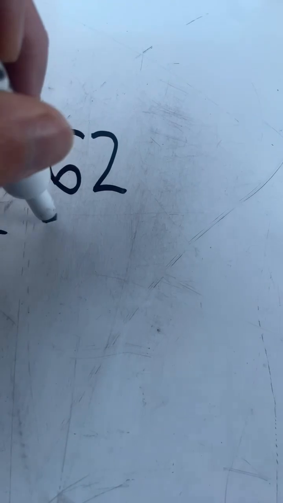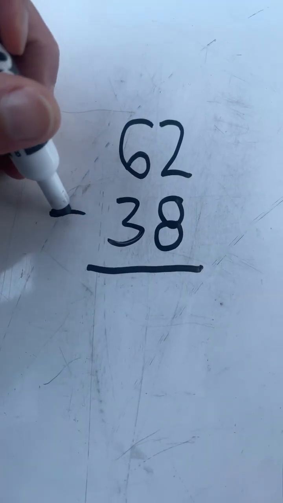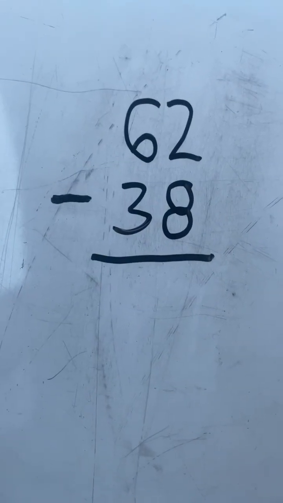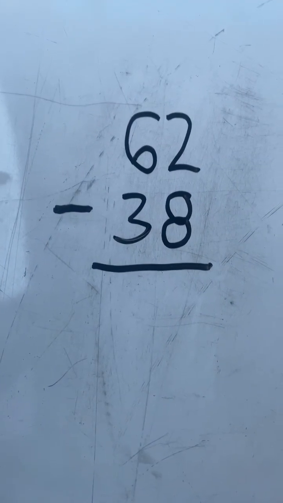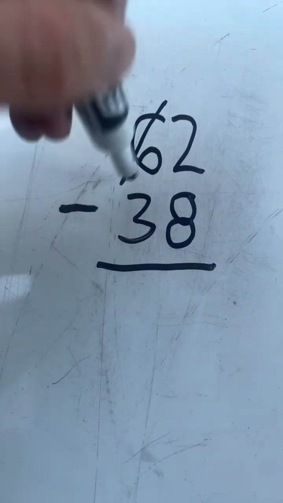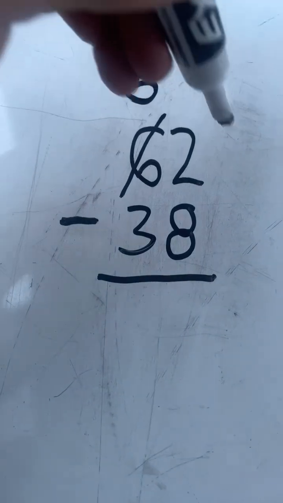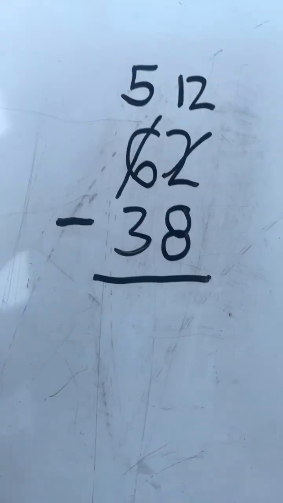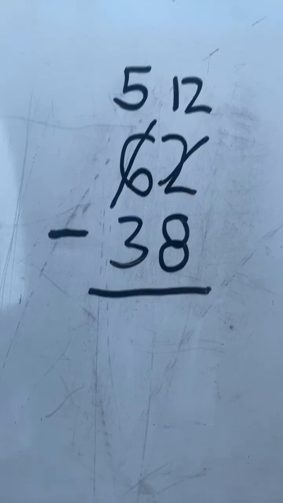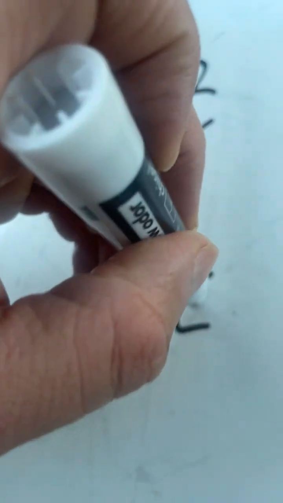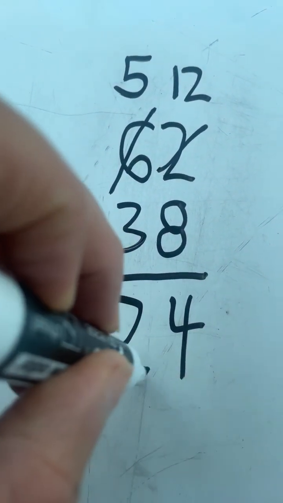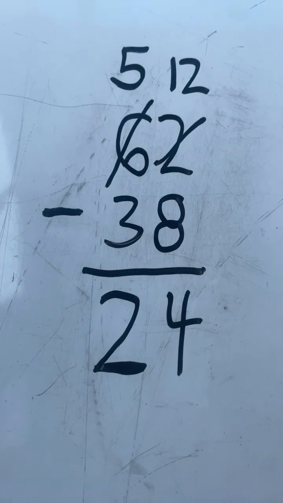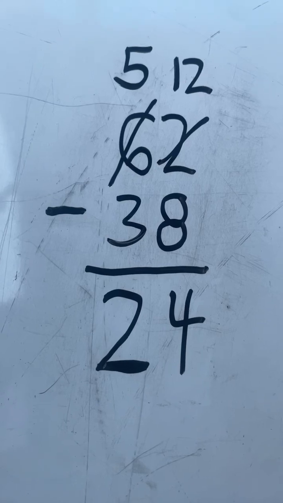All right, 62 minus 38. Next problem. So the bottom digit is bigger. 8 is bigger than 2. You cannot start out with 2 and take away 8. So we have to take a 10 from the tens place, add it to the ones place. 6 becomes a 5. The 2 becomes a 12. And now we subtract. 12 minus 8 equals 4. 5 minus 3 equals 2. And we have our final answer. 62 minus 38 equals 24.